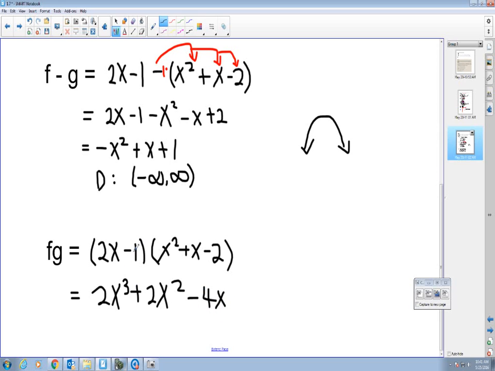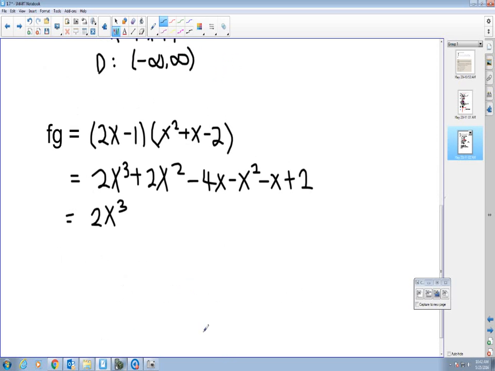Alright. Negative 1, start doing distribution. Negative 1 times x squared, negative x squared. Negative 1 times positive x, negative x. Negative 1 times negative 2, positive 2. Combine like terms. 2x to the third, got no one to combine with. 2x squared minus x squared, positive 1x squared. And negative 4 minus 1, negative 5x, and a positive 2.